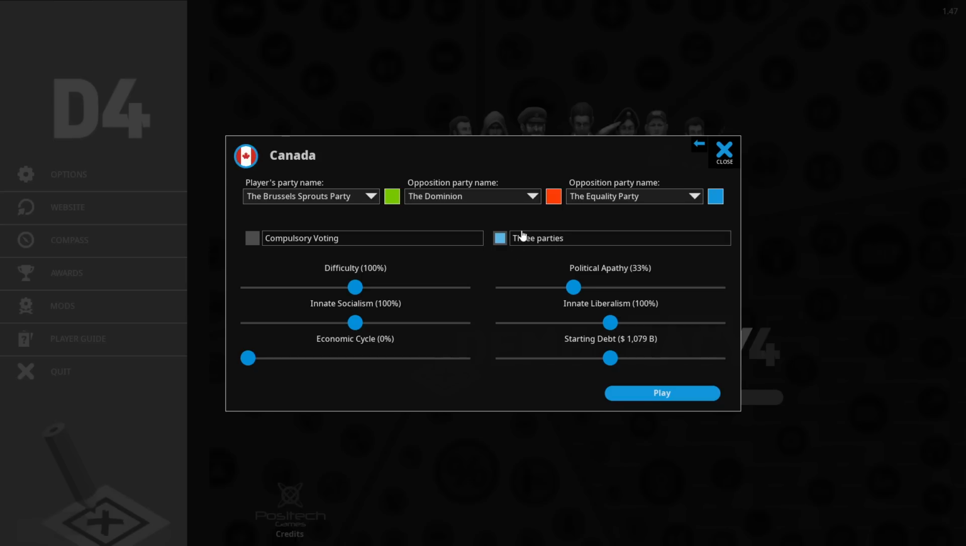We have three parties available over here. Canada's actually got more than three parties. But, you know, I guess there's three more dominant ones. Wouldn't it be terrible to live in a country with only, like, a two-party system? I couldn't even imagine. And we've got some extra sliders over here.